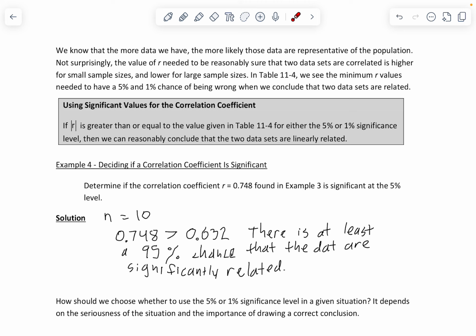How should we choose whether to use the 5% or 1% significance level in a given situation? It really depends on the seriousness of the situation and the importance of drawing a correct conclusion. That's kind of where it comes down here. But there's some amount of subjectivity in that.